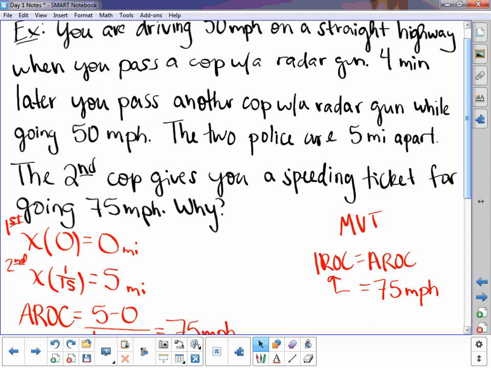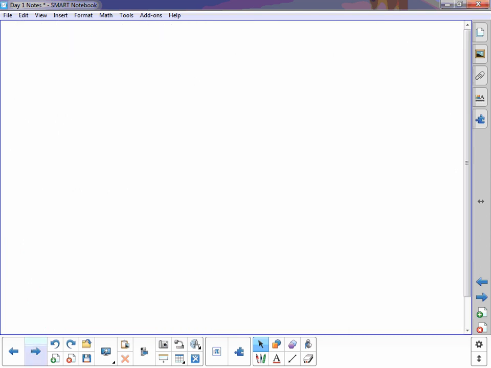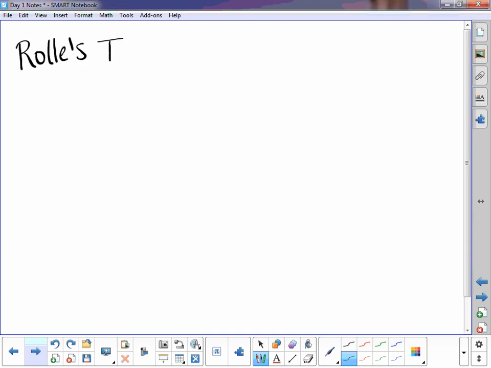Okay, so our last piece before we do some practice problems is called Rolle's theorem. And Rolle's theorem is actually just a specific case of the mean value theorem.